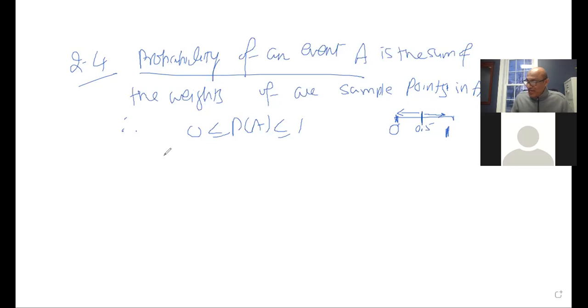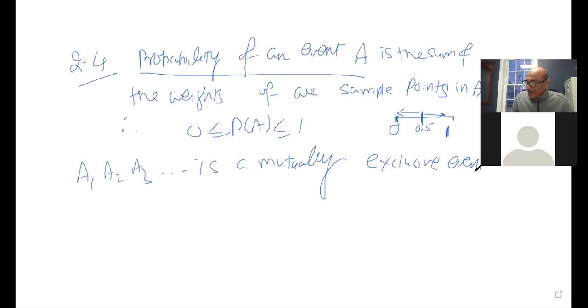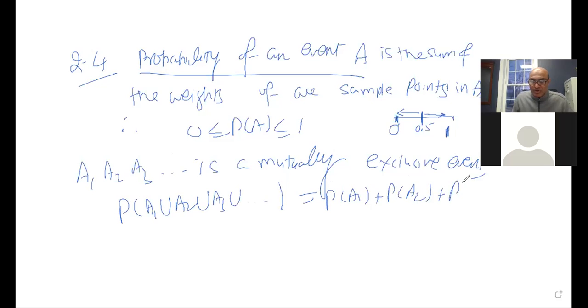Further, suppose you have A1, A2, A3, and so on, a sequence of mutually exclusive events. Mutually exclusive events mean that A1 has nothing to do with A2, and A2 has nothing to do with A3. So if you use set theory, as in the previous case, the probability of A1 union A2 union A3 union and so on is equal to the probability of A1 plus the probability of A2 plus the probability of A3, and so on.